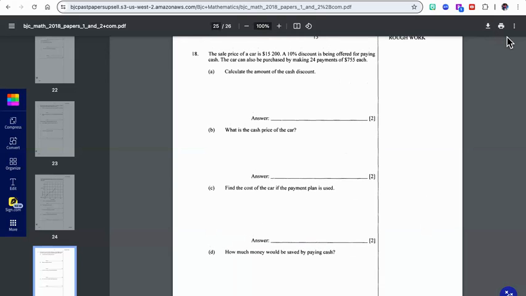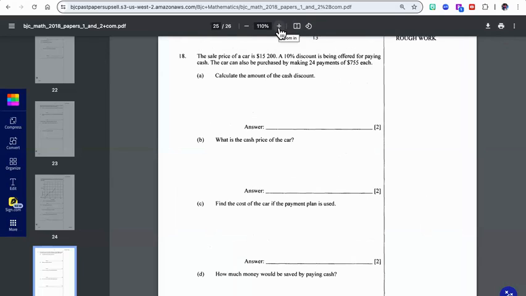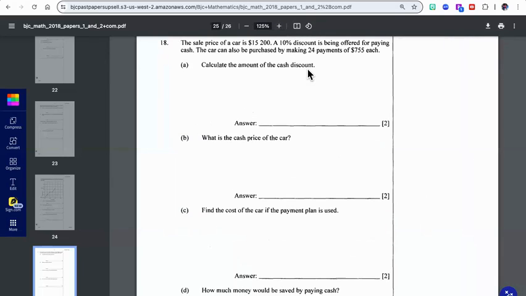All right, let's begin this question. I'm going to let you work on your own so that if you get stuck at a point, that's the point you're going to tell me is your problem area. So the question, I'm going to read it. It says the sale price of a car is $15,200. A 10% discount is being offered for paying cash. The car can also be purchased by making 24 payments of $755 each. Calculate the discount.